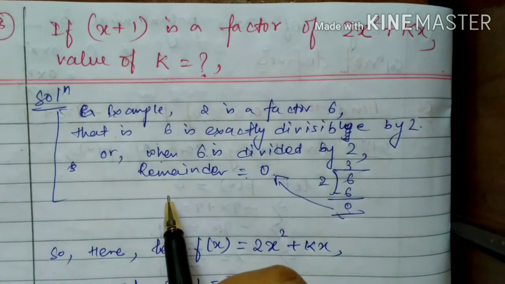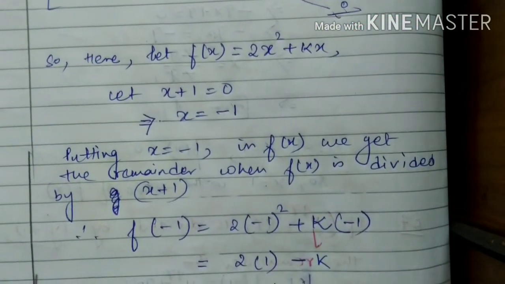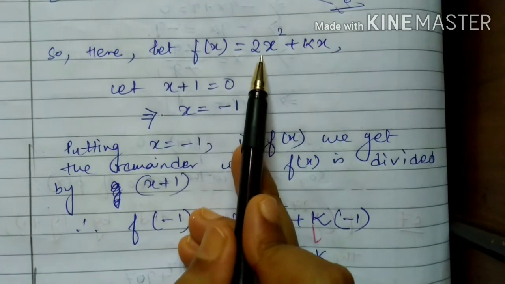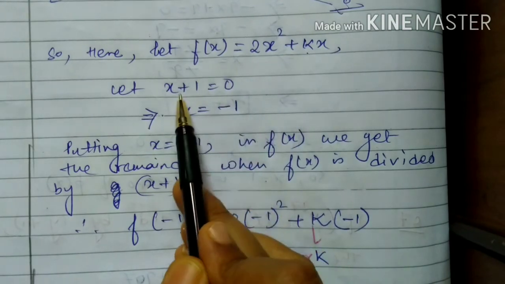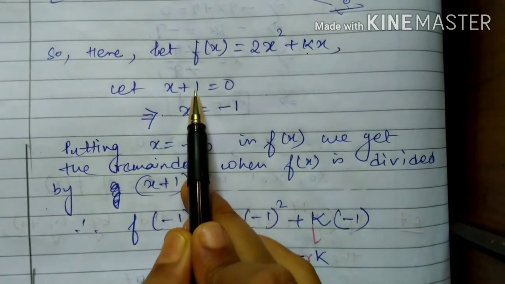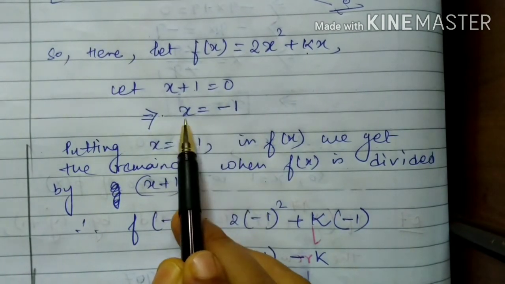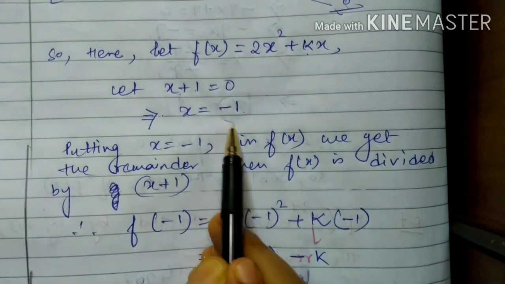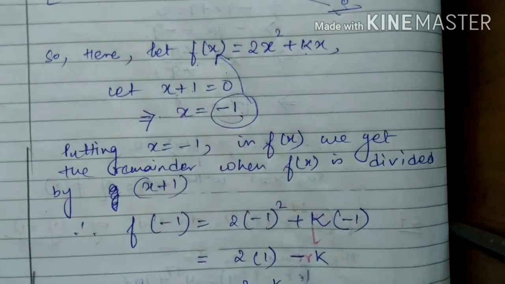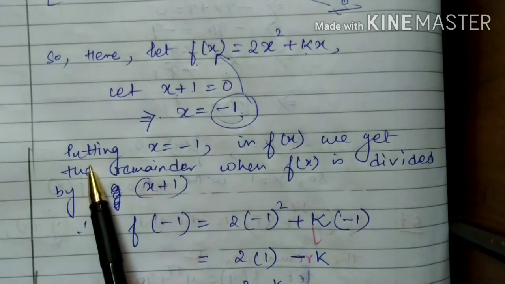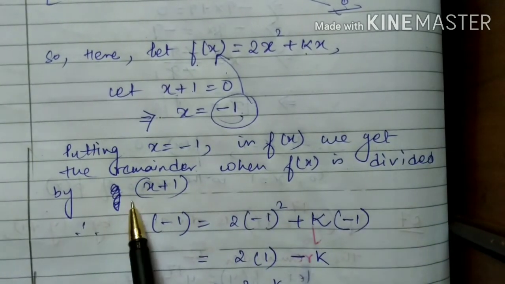This note we are going to use for solving this question. So what I have done here, I have taken the dividend. Here let f(x) equal 2x square plus kx. The dividend means which is being divided by whom? The divisor, that is x plus 1. And just now I told that the divisor I have to take equal to 0. So x plus 1 equal to 0. From there I got x equal to minus 1. Now putting this minus 1 instead of x in f(x), I will get the remainder. So putting x equal to minus 1 in f(x), we get the remainder when f(x) is divided by x plus 1.